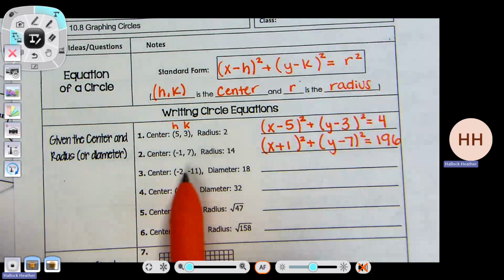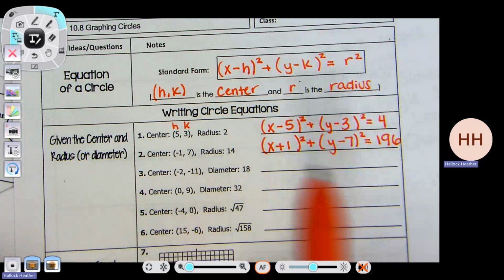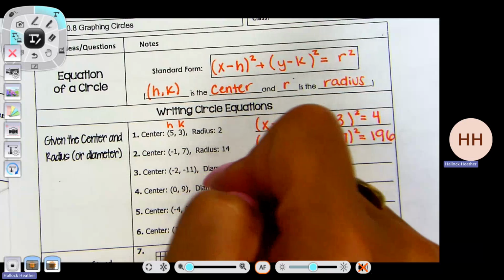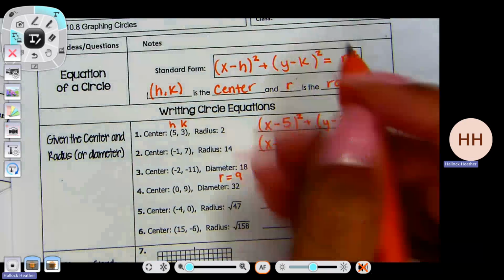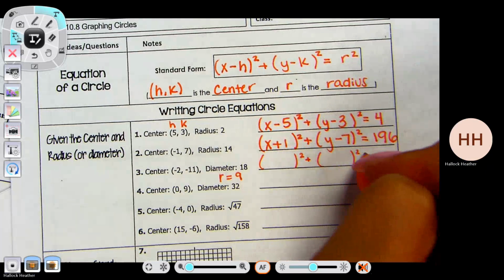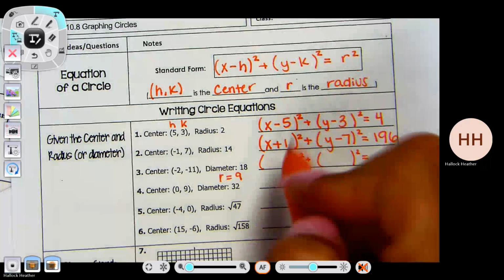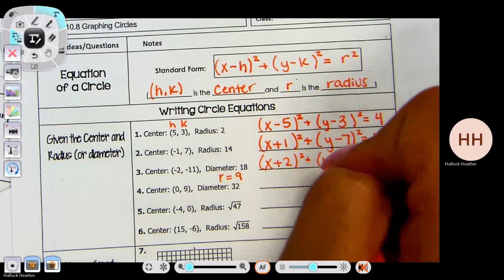So the next one gives you the center and it gives you the diameter. So the radius is not 18. A diameter is the whole distance across the circle. So how much is my radius if it's 18 for the diameter? 9. So my r is actually 9. So you're not using 18 to square it. You're using 9 to square it. So what's going to be in my first set of parentheses? Good.